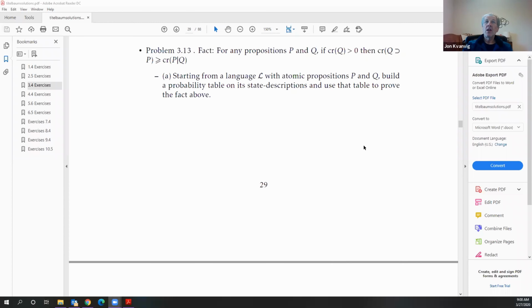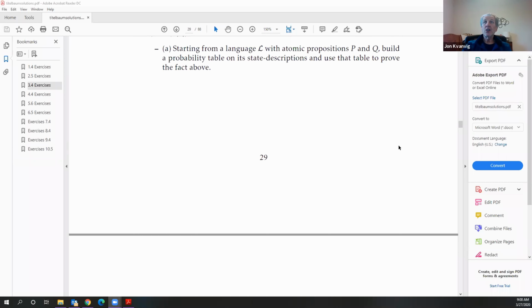So 3.12 is going to be on the take-home final. It has 3 parts. So let's move on to 3.13 and talk about it. Okay, here's a fact according to Mike. For any propositions P and Q, if the credence of Q is positive, then the credence of the conditional is greater than or equal to the conditional credence.